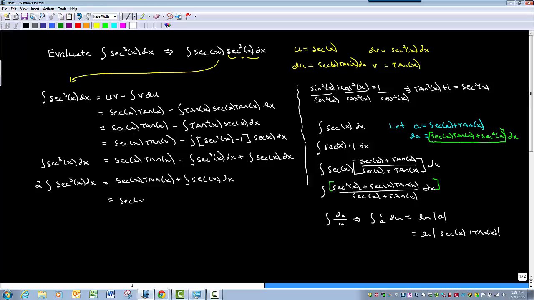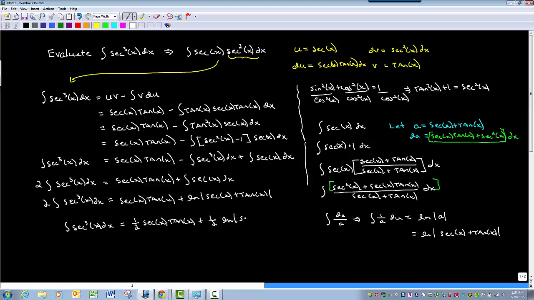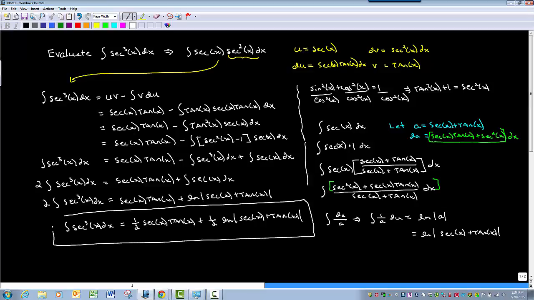So this is secant x tangent x plus the natural log of the absolute value of secant x plus tangent x. And that's equal to 2 times the integral of secant cubed x dx. So the integral we were looking for, secant cubed x dx, is equal to 1/2 secant x tangent x plus 1/2 natural log of the absolute value of secant x plus tangent x. Just like that. So a lot of work, but now we've generated a formula for the integral of secant cubed.